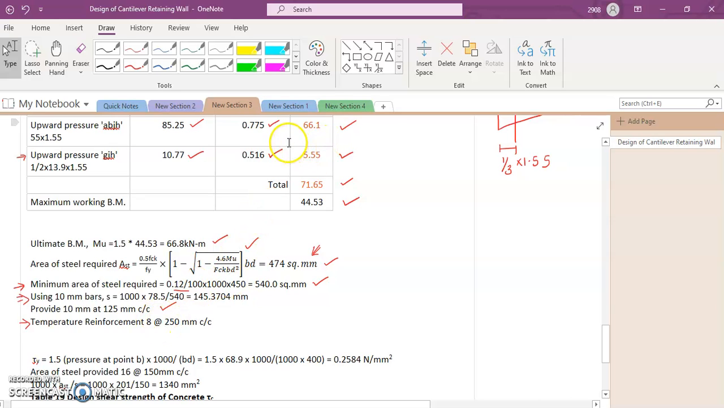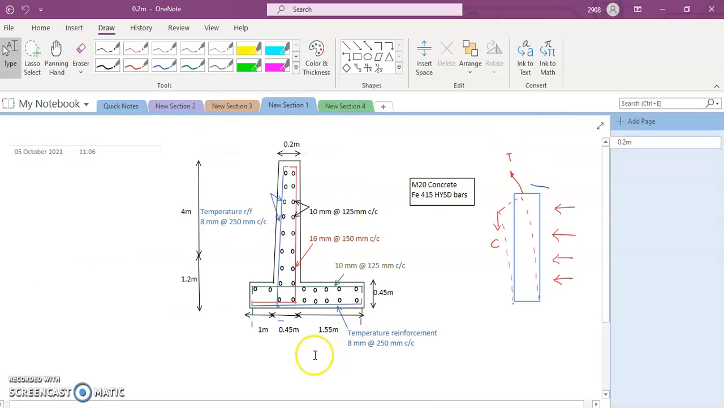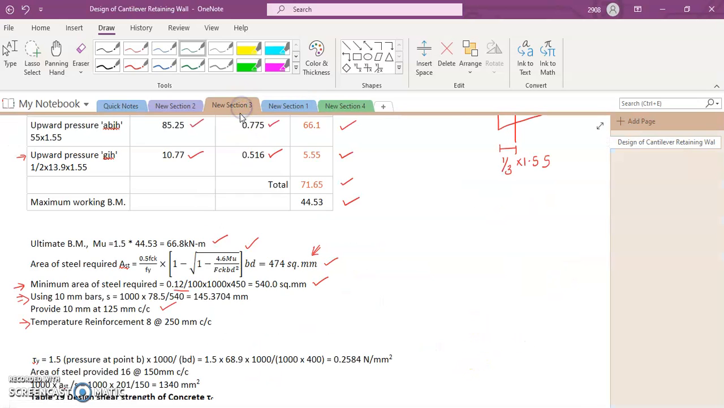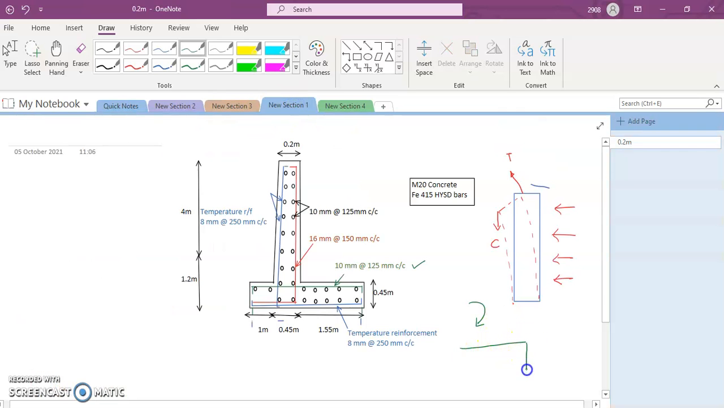Now let us have a look at the detailing. The one marked in green here, 10 mm at 125 mm center to center, is the main reinforcement of the heel slab, because when we see the magnitude of the moment, the net moment was in the downward direction, that is 44.53. So the heel slab will bend somewhat like this. This is the tension edge, and that is why the main reinforcement is provided on top. The reinforcement marked in blue is the temperature reinforcement, and it is 8 mm at 250.